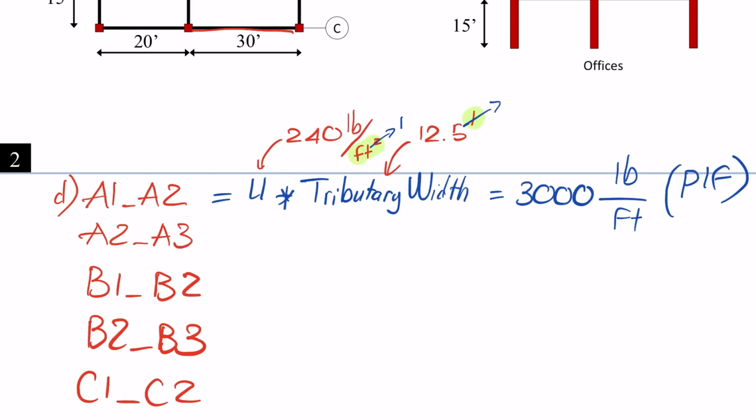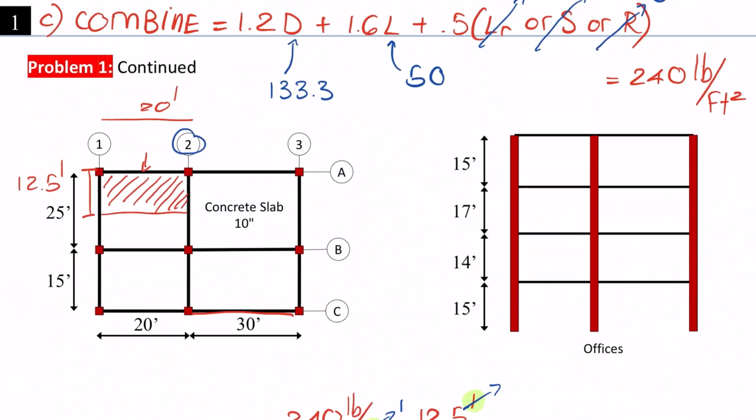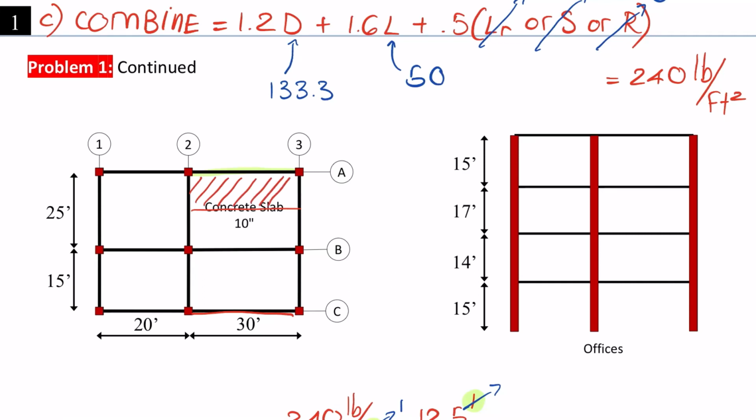Now let's continue with the previous calculation. So now let's calculate for the beam A2, A3. Let me highlight it over here for you to see. A2, A3 is this beam over here. And you see that the beam over here, a half of this slab, we transfer the load to that beam.